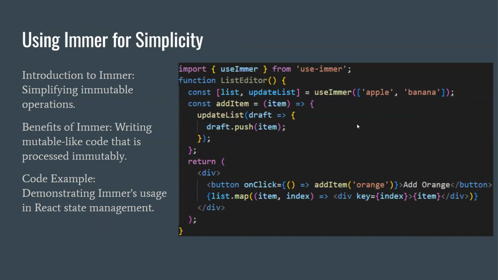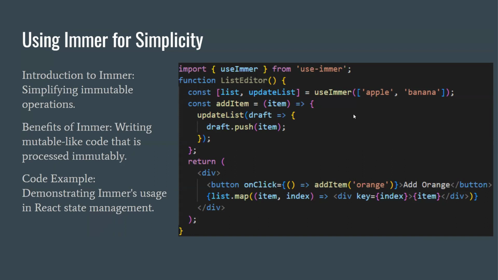Using Immer for simplicity. There is another lecture on Immer, so if you're not familiar with Immer, please watch that lecture. But to give you a brief overview, Immer is a library designed to simplify the management of immutable state in React. Immer allows us to write code as if we were mutating the state, but if you look under the hood, Immer handles these changes immutably.